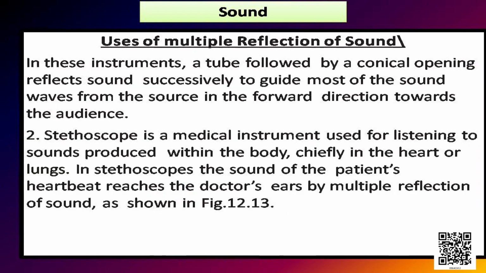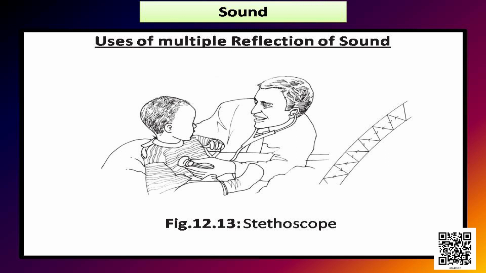In these instruments, a tube followed by a conical opening reflects sound successively to guide most of the sound waves from the source in the forward direction towards the audience. Stethoscope is a medical instrument used for listening to sounds produced within the body, chiefly in the heart or lungs. In stethoscopes, the sound of the patient's heartbeat reaches the doctor's ears by multiple reflection of sound as shown in figure 12.13.